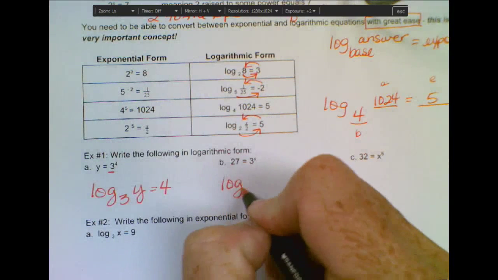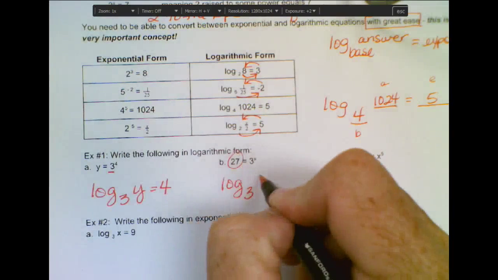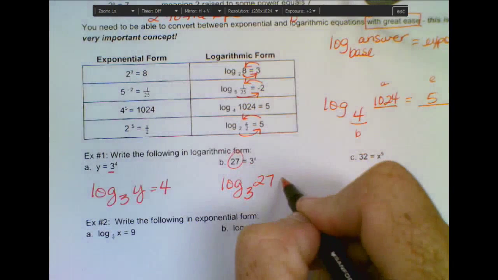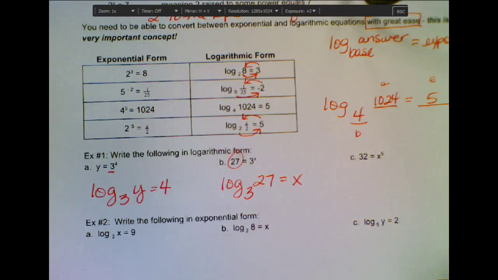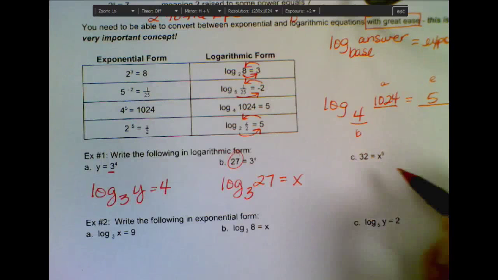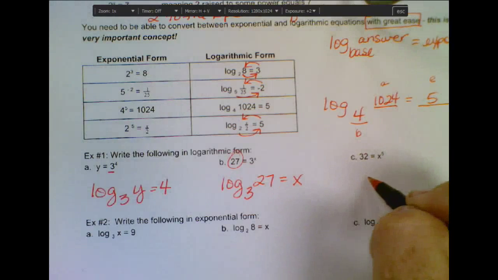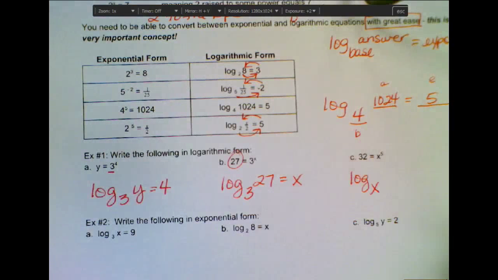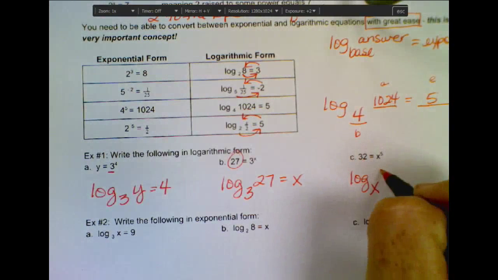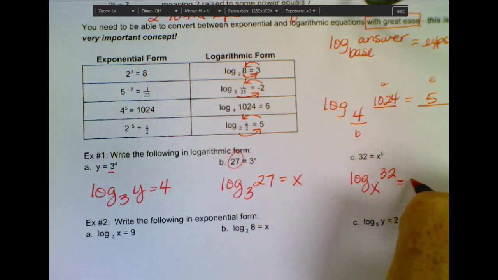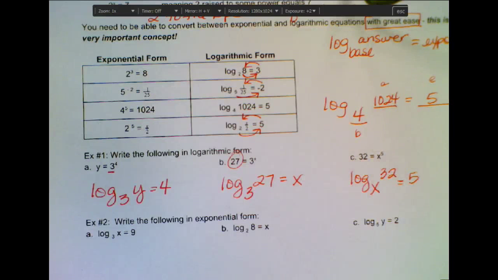Okay, now that you're back, let's check to see. So we have log, our base is 3, our answer is 27, so that goes right next to our base, and our exponent is our variable, our unknown x. So log 3, 27 equals x. And that's how you would say that, log 3, 27. For C, our base this time was x, our answer was 32, and our exponent was 5. So some number to the 5th power equals 32. You should also be able to solve these, which you're going to do down lower in example 3.